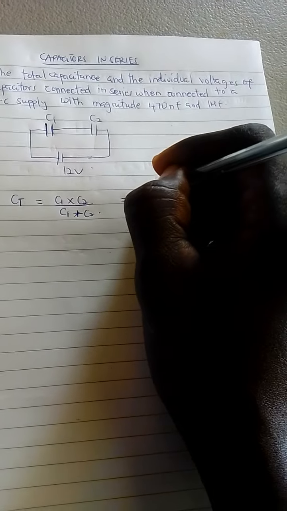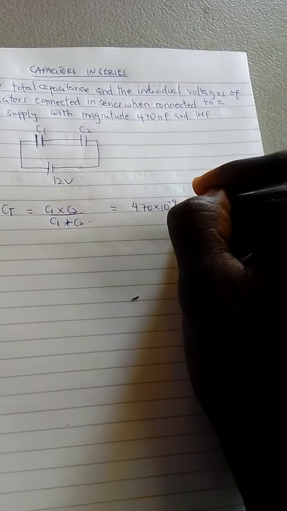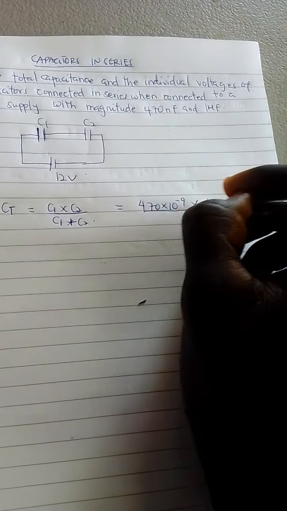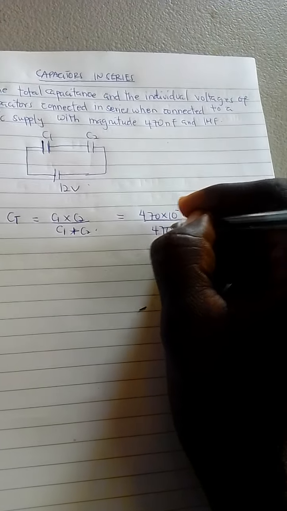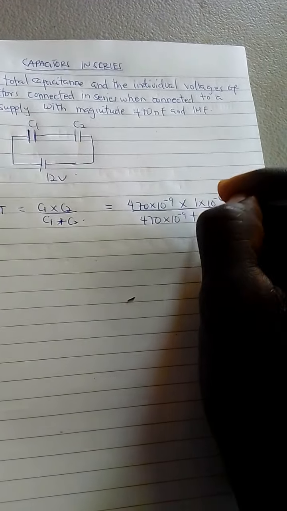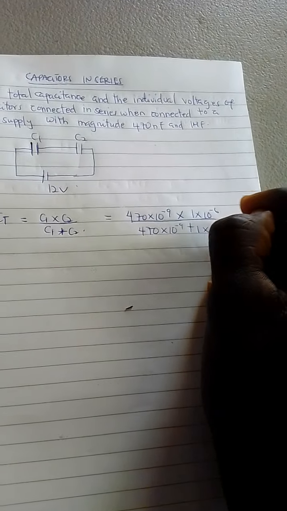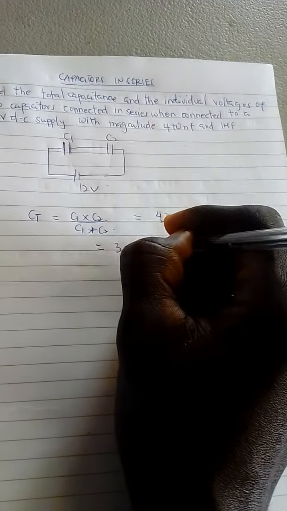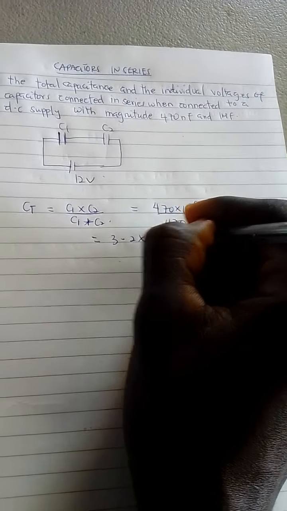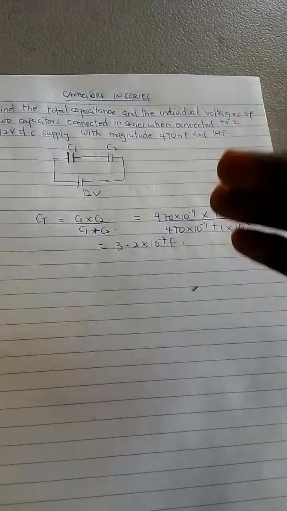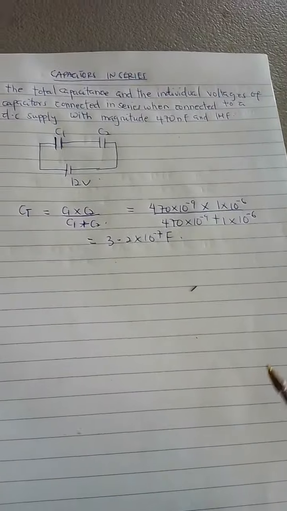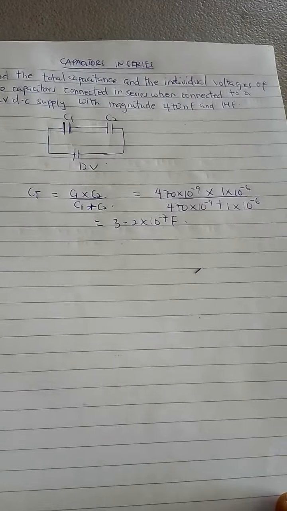We have C1 to be 470 times 10 to the power negative 9, multiplied by 1 times 10 to the power negative 6, all over 470 times 10 to the power negative 9 plus 1 times 10 to the power negative 6. And this will give us 3.2 times 10 to the power negative 7 farad. So this is the total capacitance of the two capacitors connected in series.